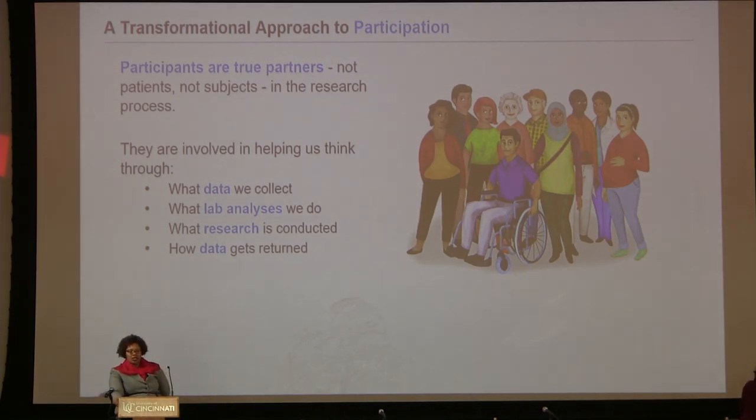The approach to diversity feeds directly into All of Us's transformational approach to participation. The 1 million or more volunteers in the program will be true partners in the research process. The program will empower participants by providing access to the information gathered over the course of the program so that participants can use this information to learn more about their own health. We know that's important. The program's participant partners will be involved in program development, including what data is collected, what lab analyses are done, what research is conducted, and how data gets responsibly returned to participants. And of course, participants can choose to stop and re-enroll at any time during the program.